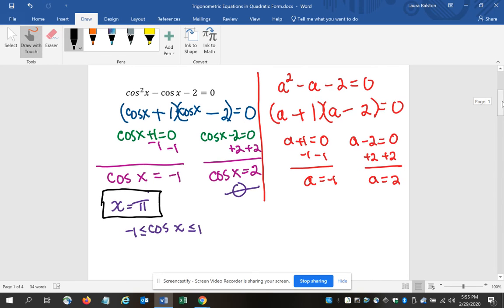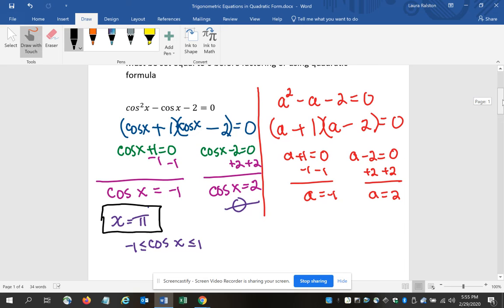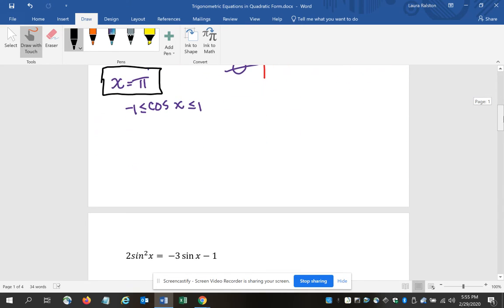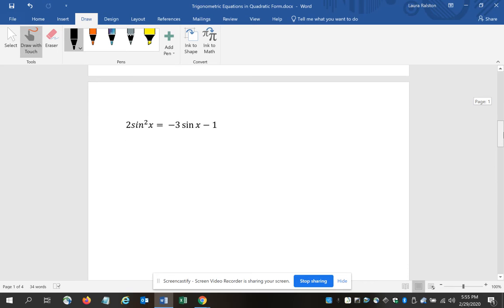Typically, now I didn't write the limitations, but typically when you're doing these problems, they want the answers that are in the interval 0 to 2 pi. Okay, so let's look at another one.